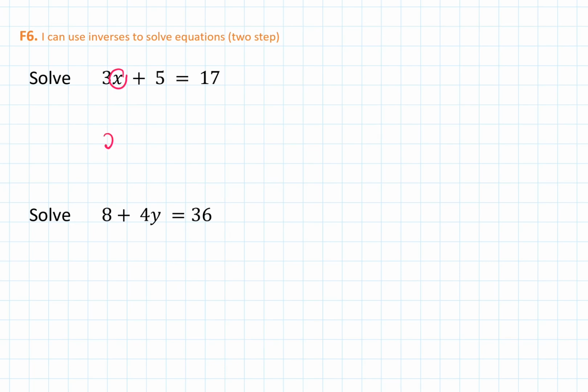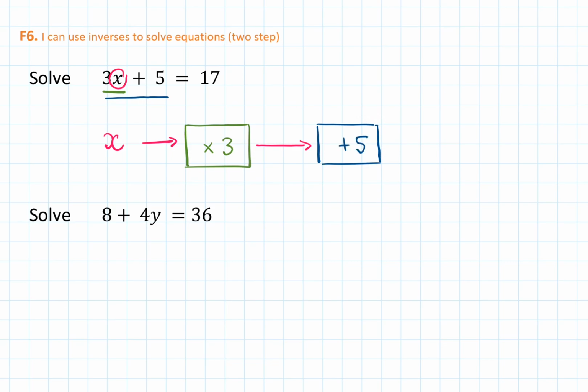We start with x. Remember, 3x means 3 lots of x, so the first function is multiplying by 3. And then we move on. The second function is adding 5 to this result. So we add 5, and then the final answer is 17. This is the output of our function machine.